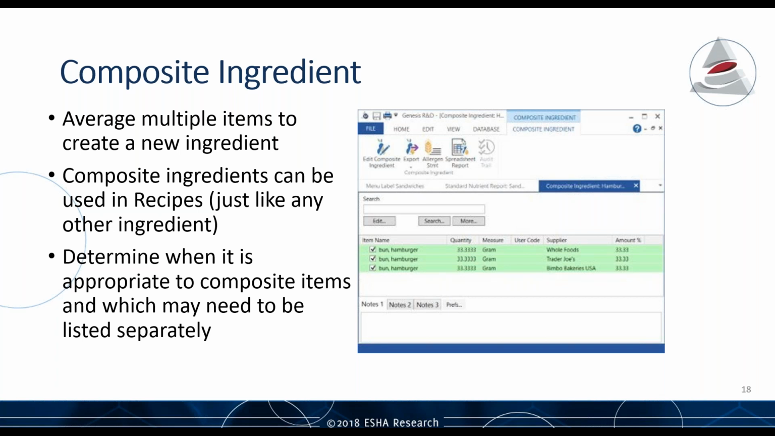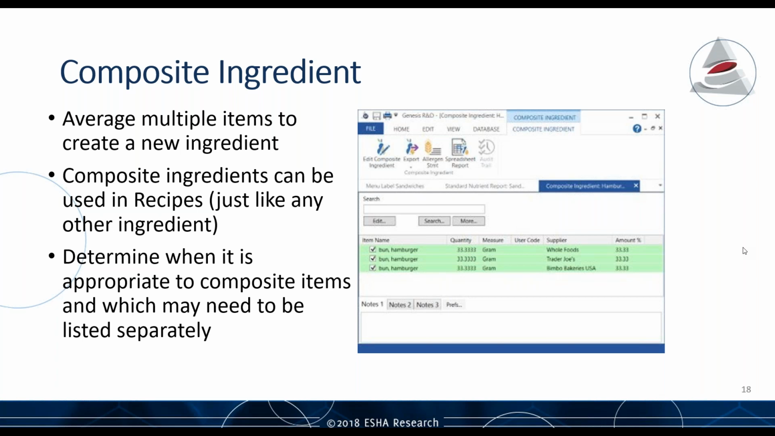When you make selections for the composite ingredient, Genesis brings in equal amounts of each ingredient and shows 100 grams of your newly created composite ingredient. The detailed information is presented in a spreadsheet, and once you have created your composite ingredient, you can use that in a recipe just like any other ingredient. Ben, could you show us the composite ingredient features in Genesis, please?